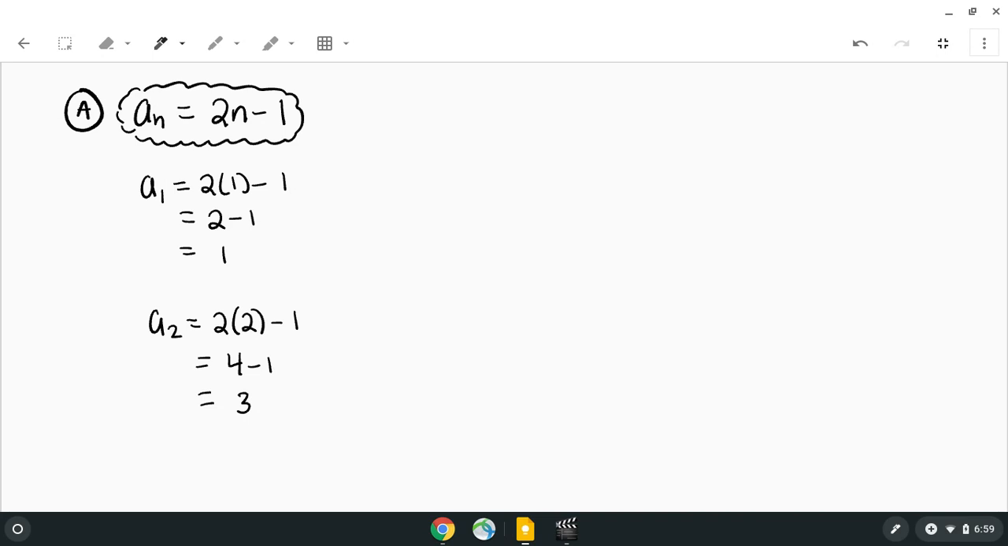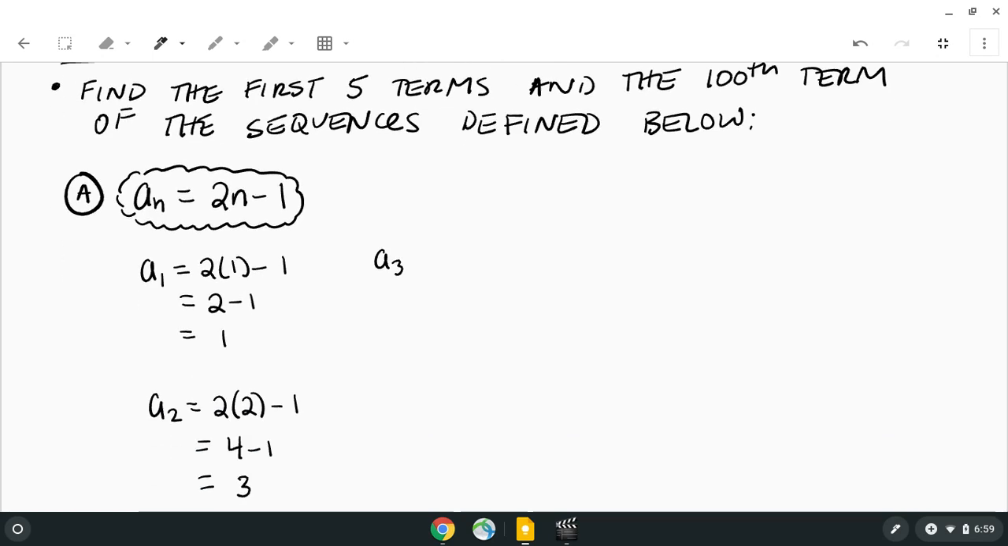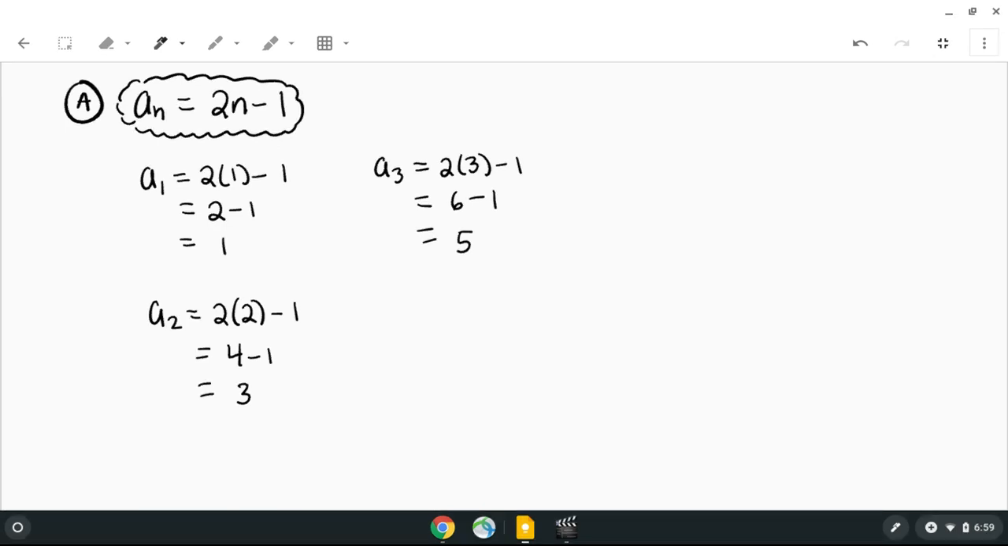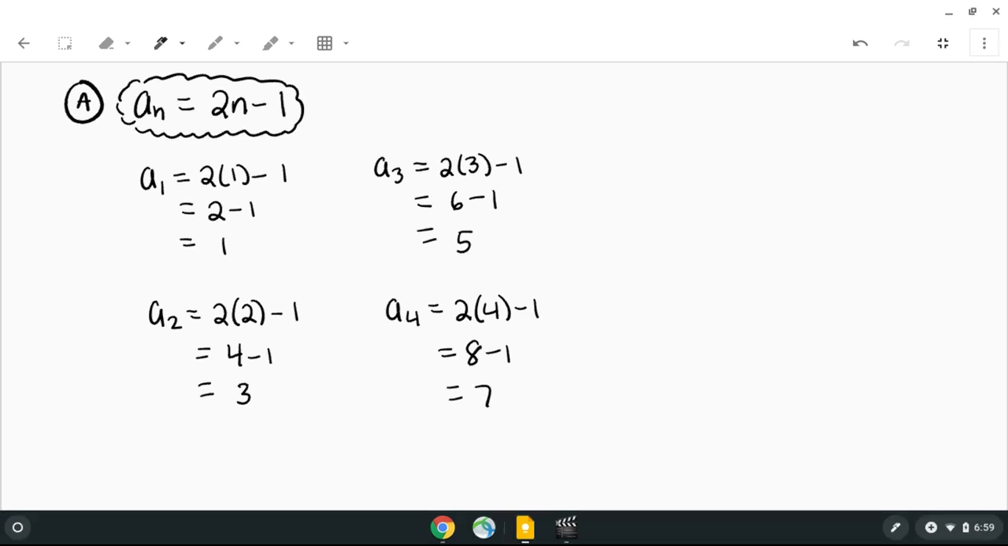Let's find our third term. Remember, they're asking us here to find the first 5 terms. So far, we found the first 2. Okay, so a3, our third term, we're going to plug in 3. So we get 6 minus 1, and we get 5. Okay, let's find the fourth term, a4. So let's plug in 4. And we get 7.